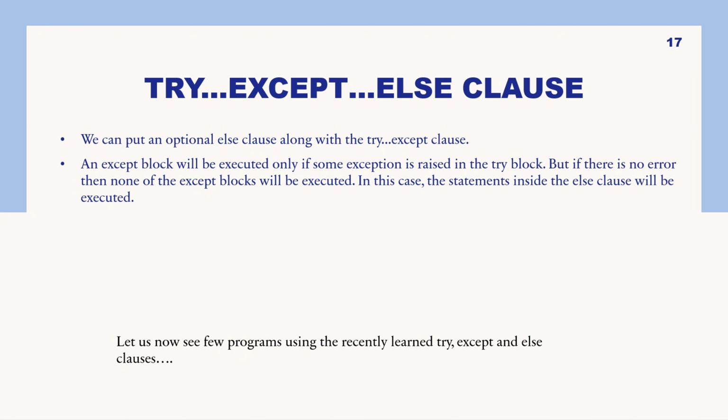Try except else clause. We can put an optional else clause along with the try except clause. This runs similar to our if else statement. Here an except block will be executed only if some exception is raised in the try block, as we all know. But if there is no error, then none of the except blocks will be executed, and in this case, the statements inside the else clause will be executed. Now let us see a few programs using the recently learned try, except, and else clauses.